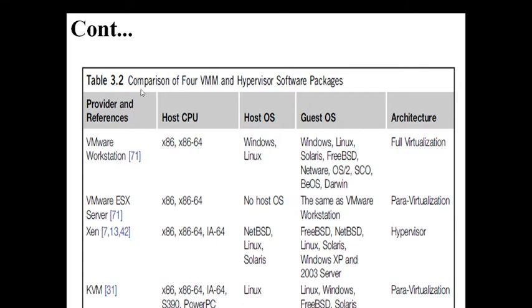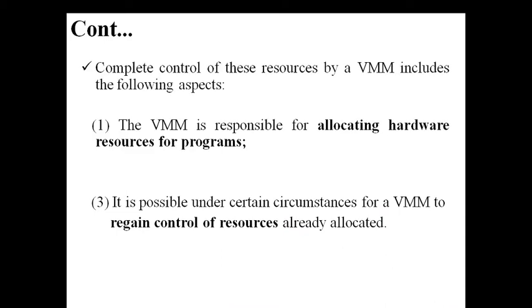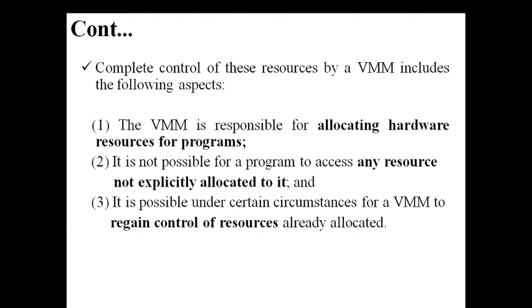Full virtualization is VMware, paravirtualization is VMware ESX, and a hypervisor is Xen. KVM is also an example of paravirtualization. Right? So complete control of these resources by the VMM includes the following aspects. By giving complete control, that is full virtualization. So what we have to remember is allocating hardware resources for programs.